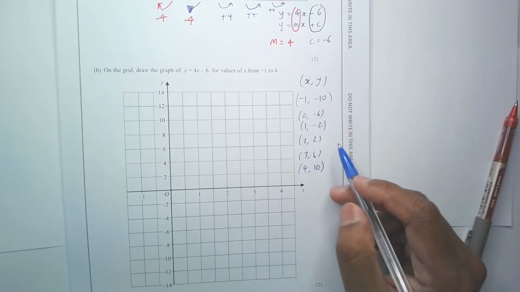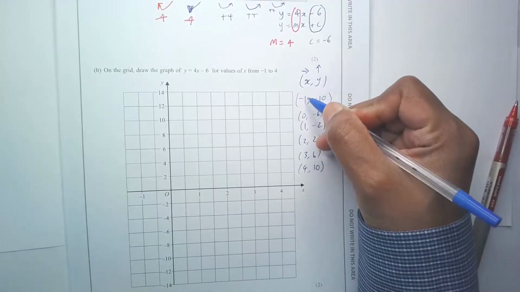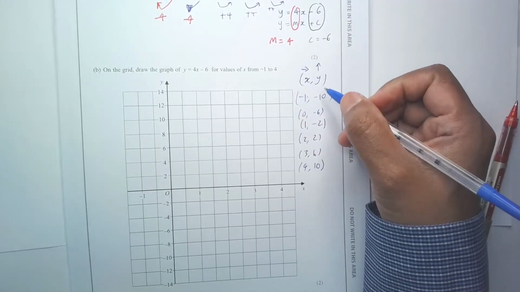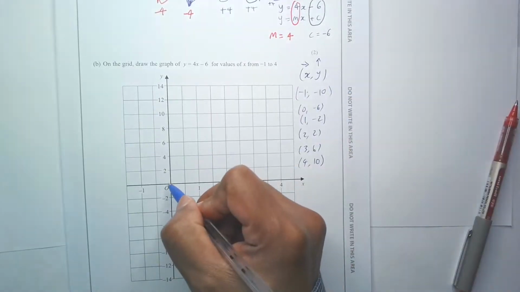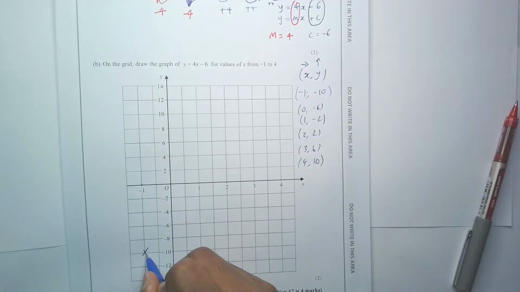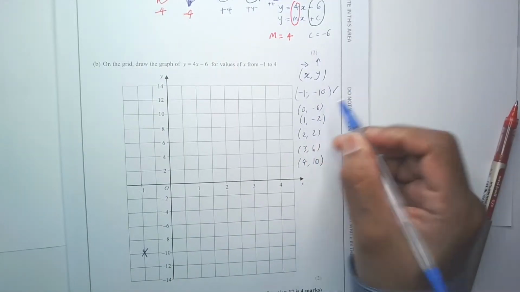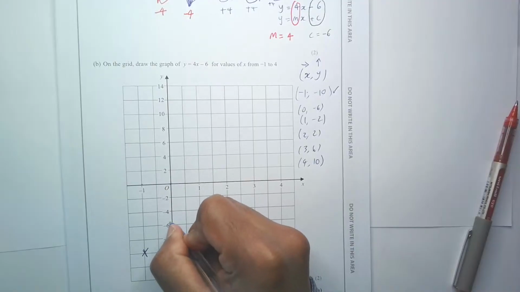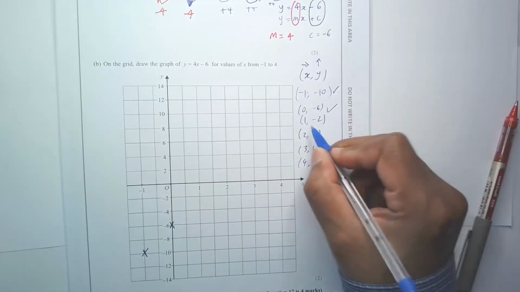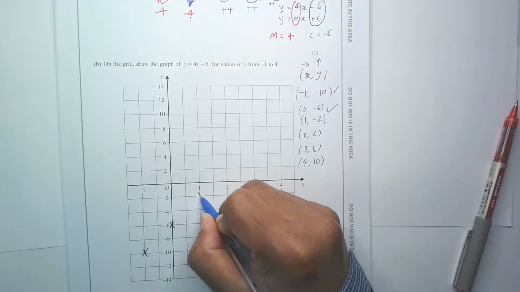Now I'm going to be plotting these. So remember, along the corridor, up the stairs. For the first one, along the corridor, it's going to the left, 1, and down the stairs, 10. So I'm going to start from the center. Along the corridor, -1, down the stairs, -10. I'm going to tick it off. Along the corridor 0, down the stairs 6. Along the corridor 1, down the stairs 2.